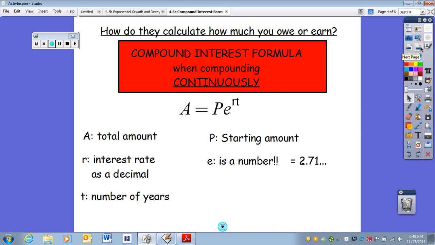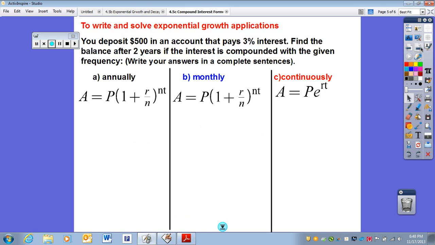Let's practice a problem. So in your notes you will write down this problem and pause if you need to, because this is the only example in the notes. You deposit $500 in an account that pays 3% interest. Find the balance after 2 years if the interest is compounded with the given frequency. Please make sure to write your final answers in complete sentences.